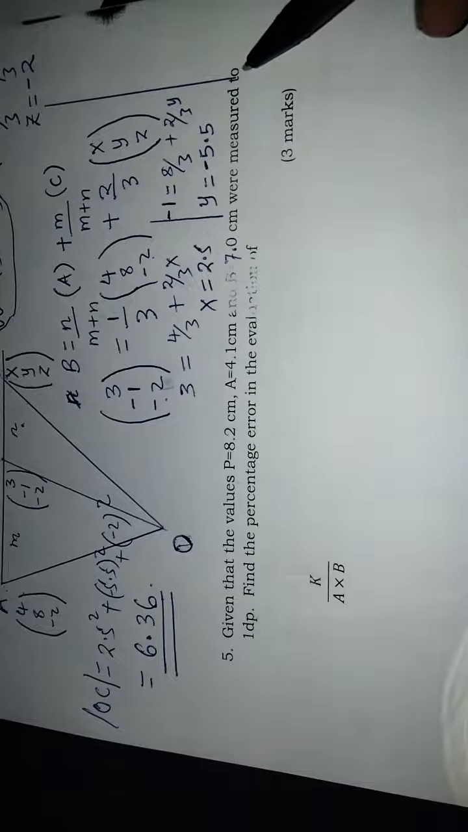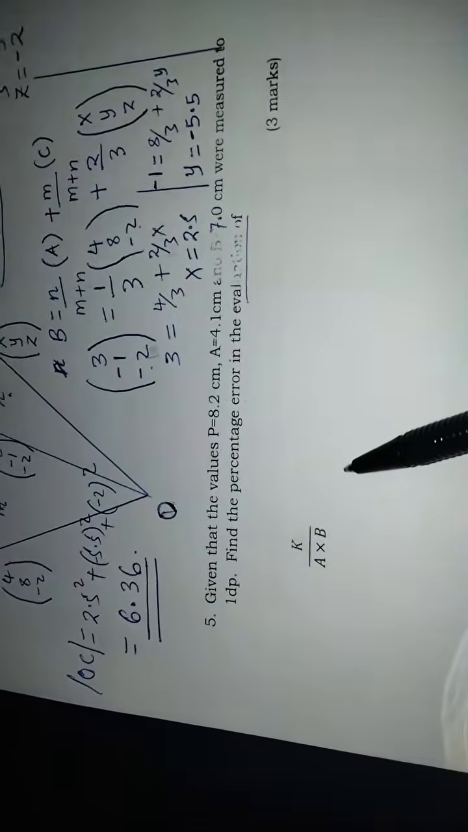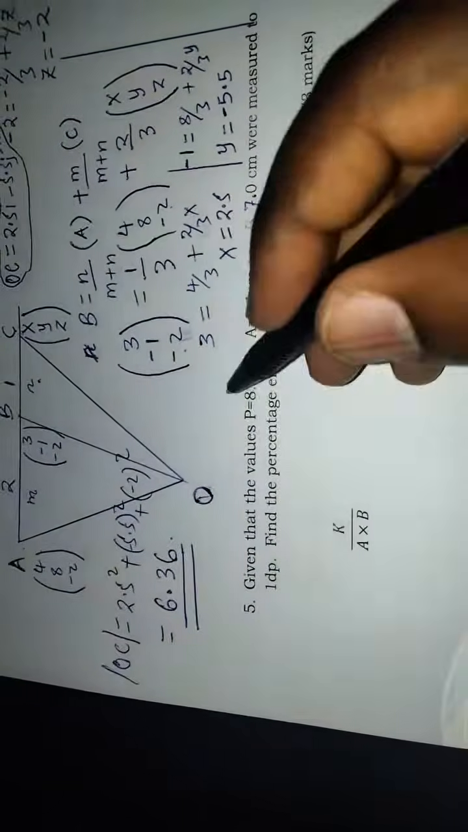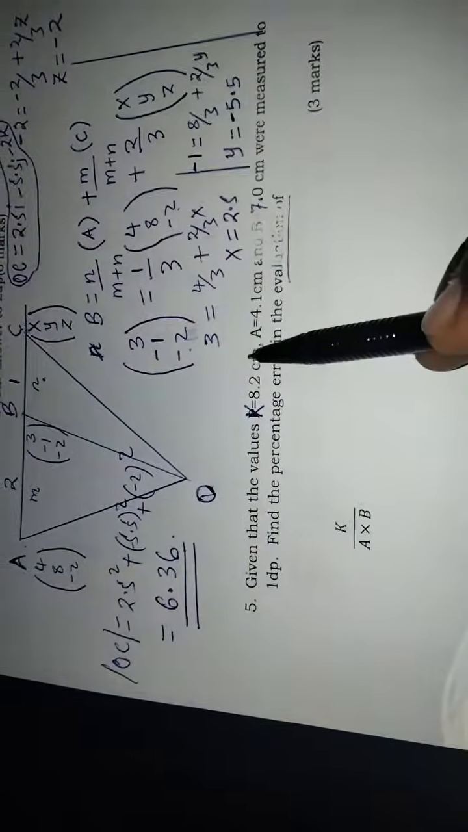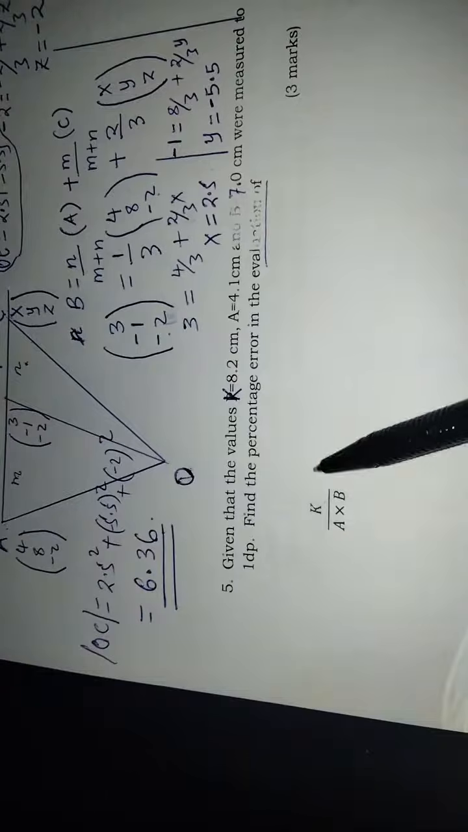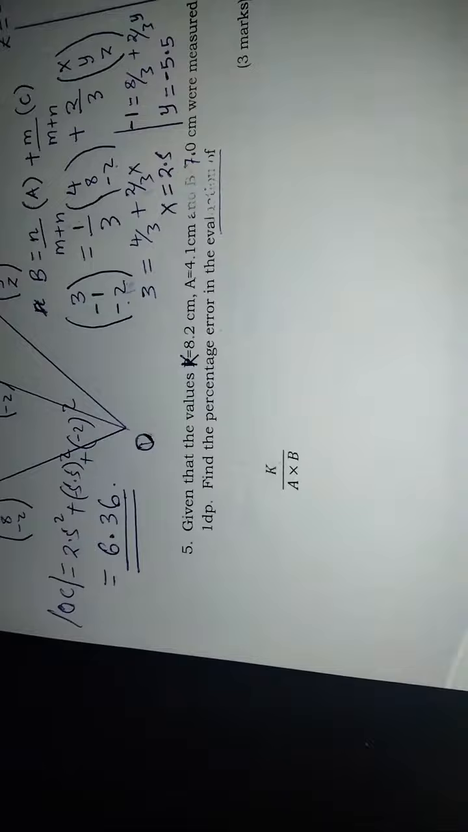They are all centimeters, and they were measured to 1 decimal place. Find the percentage error in the evaluation of K divided by A times B. Sorry, I think there is a typing error. Yeah, K is 8.2. This is on errors and approximations.